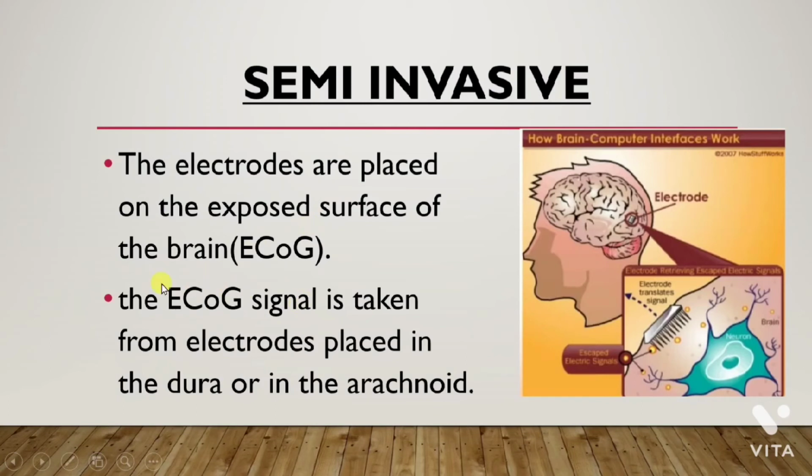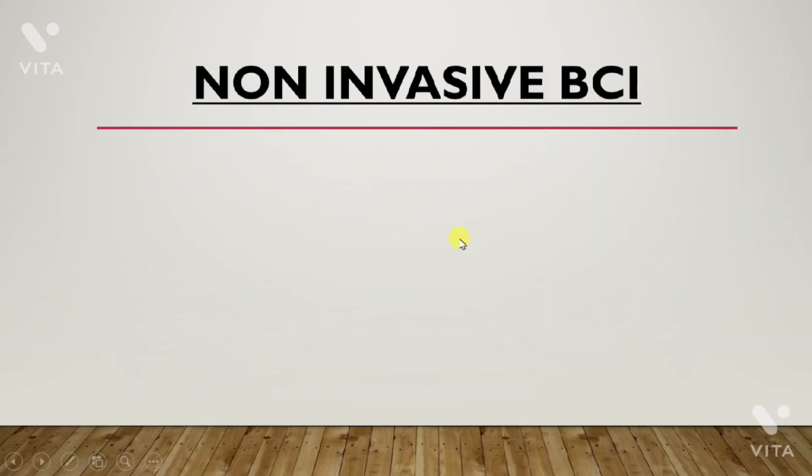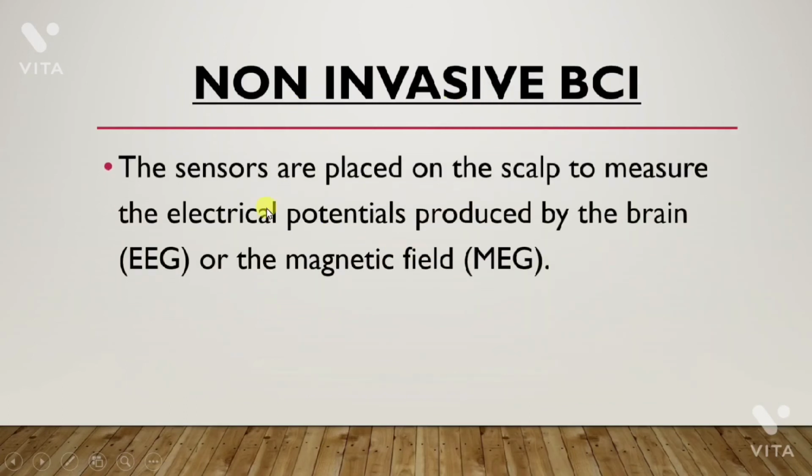ECoG is also known as electrocorticography. So semi-invasive BCIs would also be dangerous as they need implantation on the brain, but in the upper part of the brain. So in order to avoid these problems, we have come to non-invasive BCIs. The sensors are placed on the scalp to measure the electrical potentials produced by the brain, EEG, or the magnetic field.